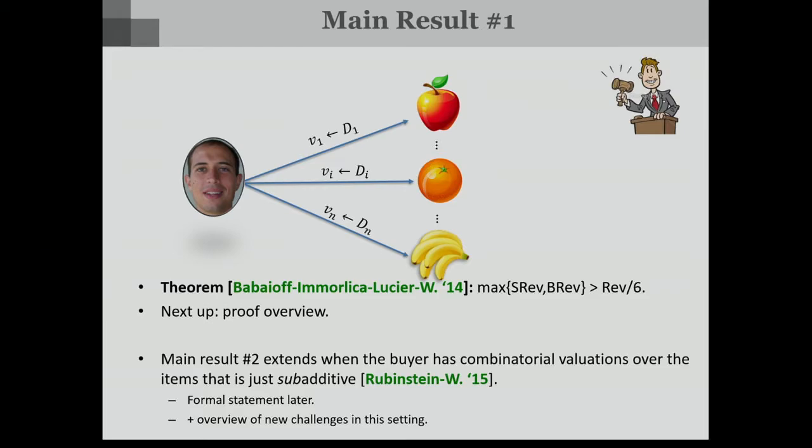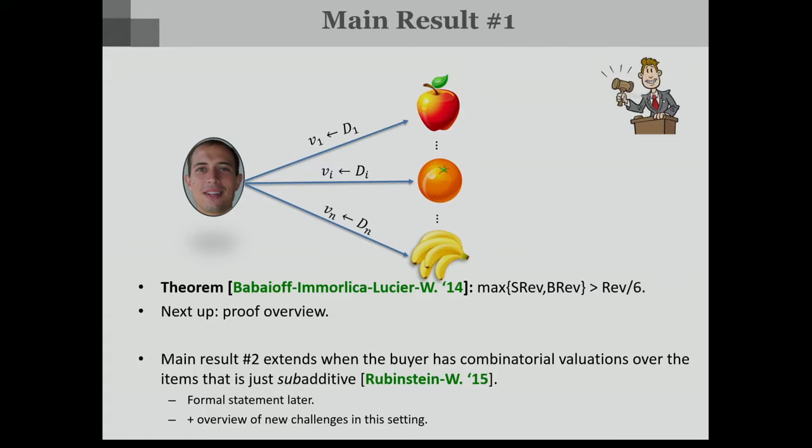Okay, so now I want to move into our result. We did hear this stated earlier, but what we're able to show is that even though neither selling separately nor selling together can get you a constant factor approximation, for every distribution, the better of selling separately or selling together does get you a 6 approximation.